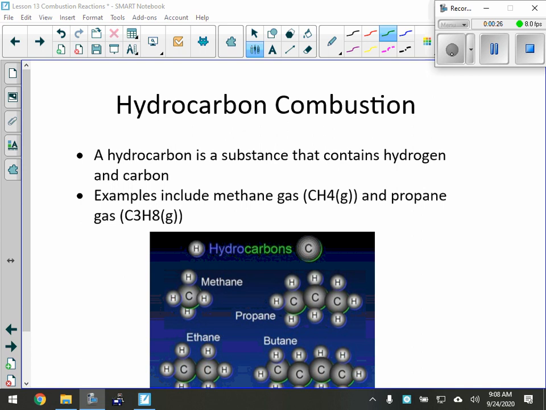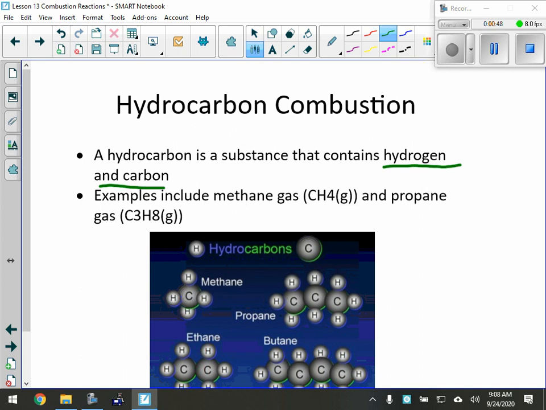Be like, you know, cooking hamburgers at home on the barbecue kind of thing. We have a combustion reaction. That fuel that you're burning could be like propane, for example, if you have the little container, or natural gas in that case. A hydrocarbon, next part here, a hydrocarbon is a substance that contains hydrogens and carbons.